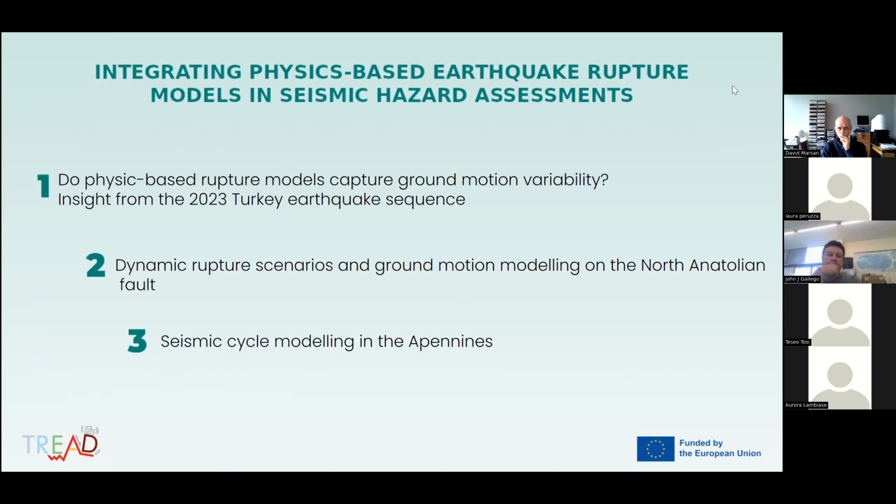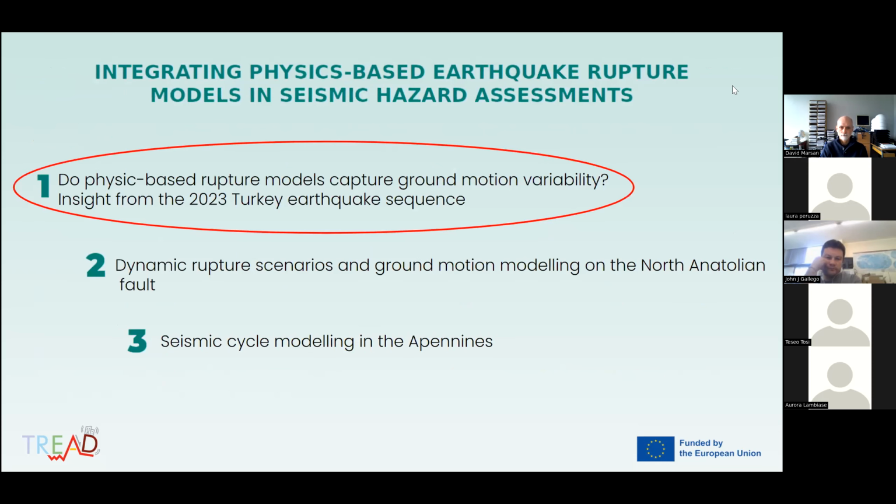And from the three main chapters that we have decided on, I have started working on the first one, which is: do physics-based rupture models capture ground motion variability, with insights from last year's event in Turkey.